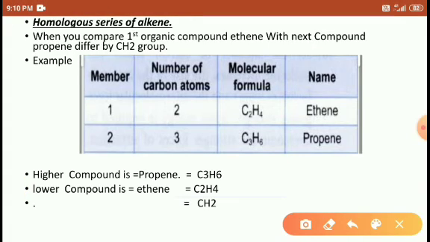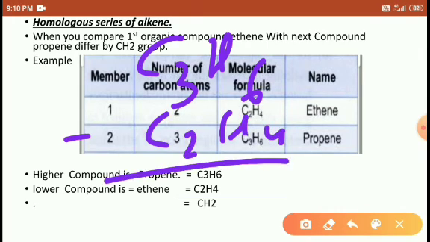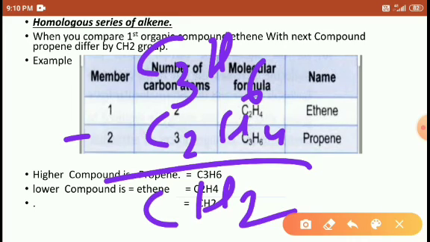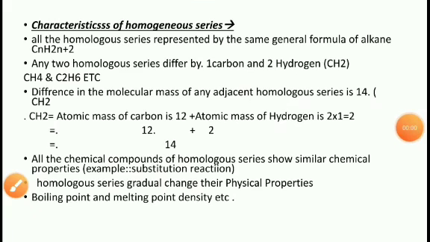Okay, homologous series of alkene. The first organic compound, ethene, compare with the next compound, propene. First compound is ethene, second compound is propene. When you compare here, C3H6 subtract C2H4, you get CH2, right? CH2, and the molecular mass difference is also 14.